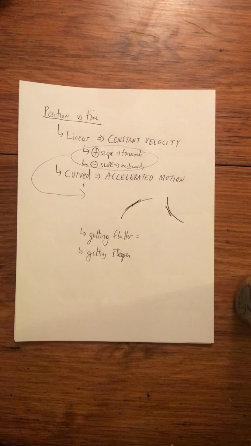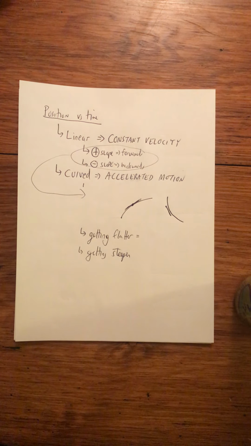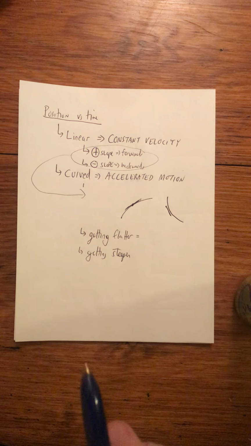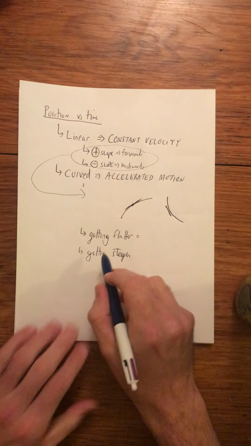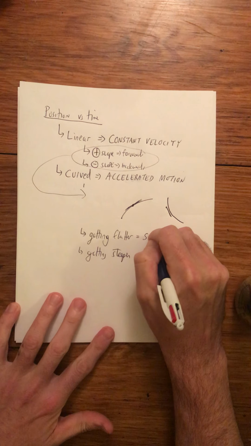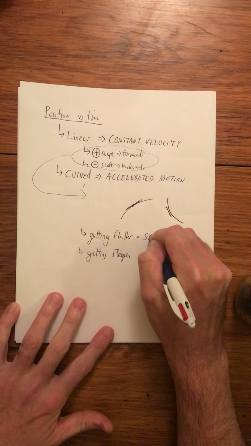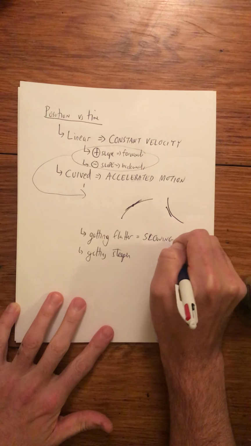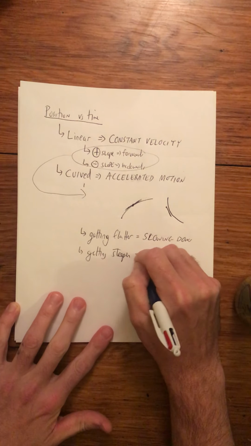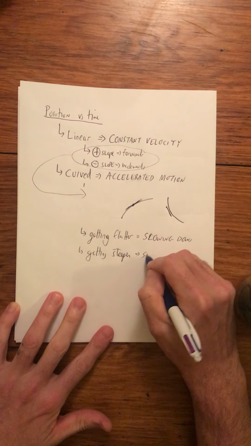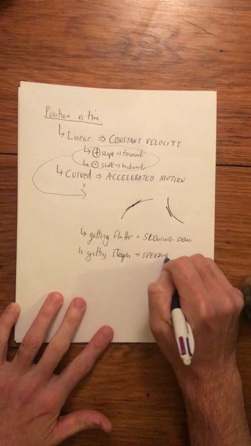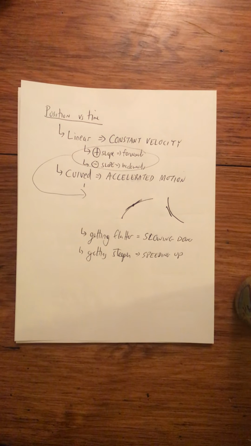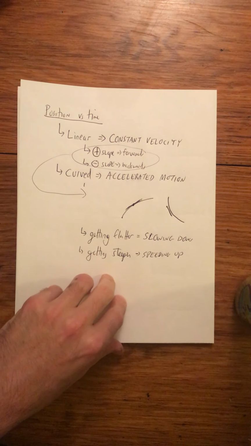If the slope is getting flatter, that means that the number that represents the slope is getting smaller. Since the slope is the velocity, but just the number of it, that means the speed. So getting flatter means that this object's speed is decreasing, or it is slowing down. But if the slopes are getting steeper, that means something is speeding up. Okay? So there you go. That's everything you need to know about position versus time graphs.